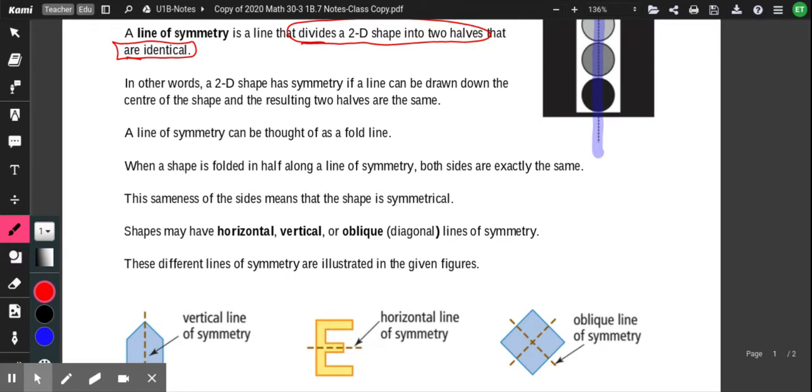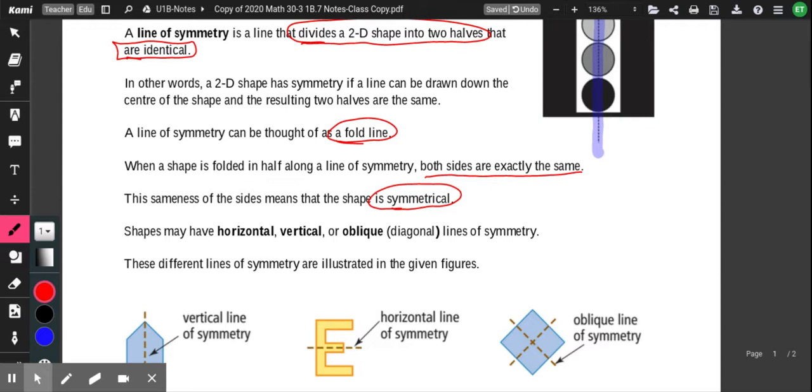It can also be thought of as a fold line. Where would you fold it so it would be exactly in half? Where would you fold it or cut it in half? Just like we said, when you cut it in half or fold it in half, both sides are exactly the same. When they're exactly the same, we say it's symmetrical. Okay, that sameness, that big word, is symmetrical.